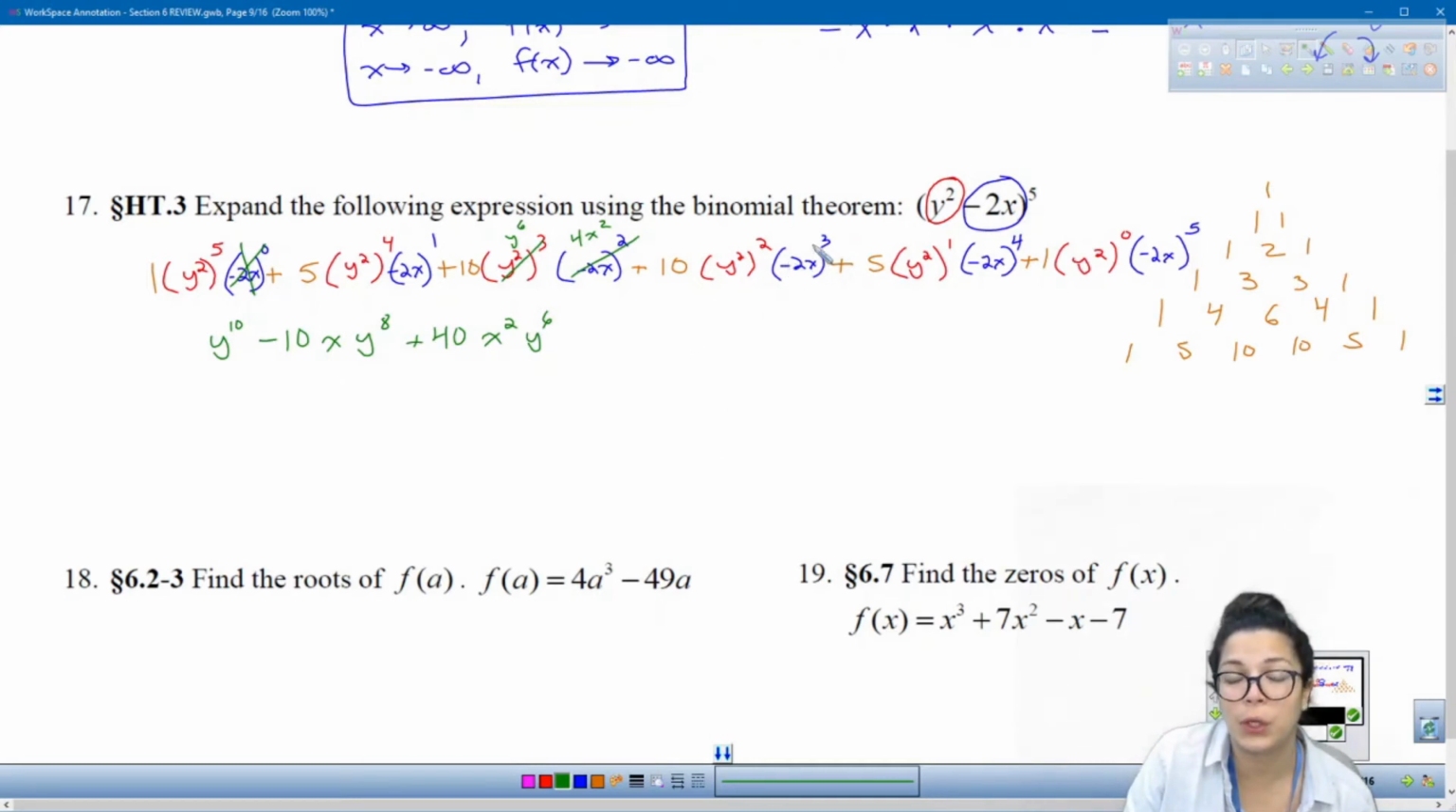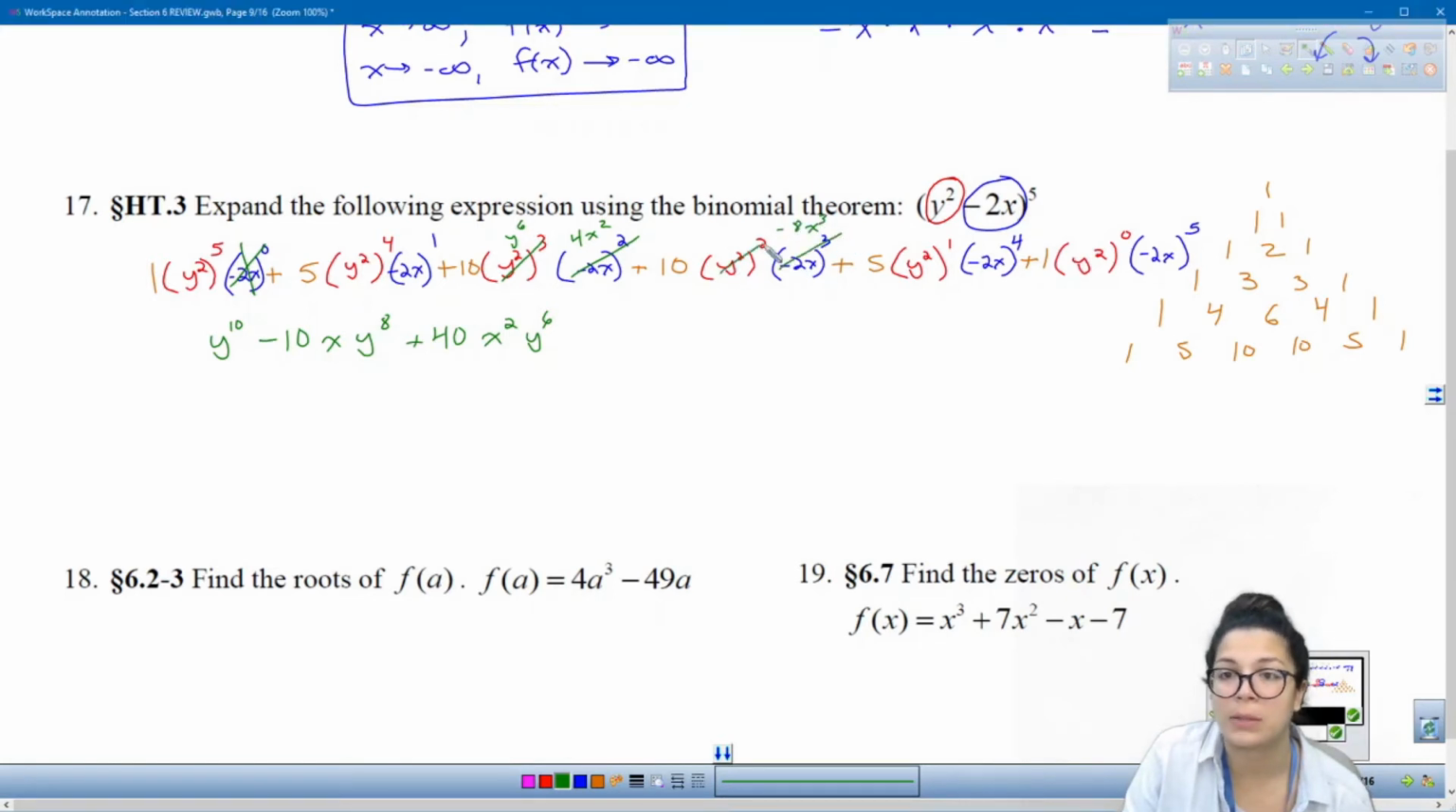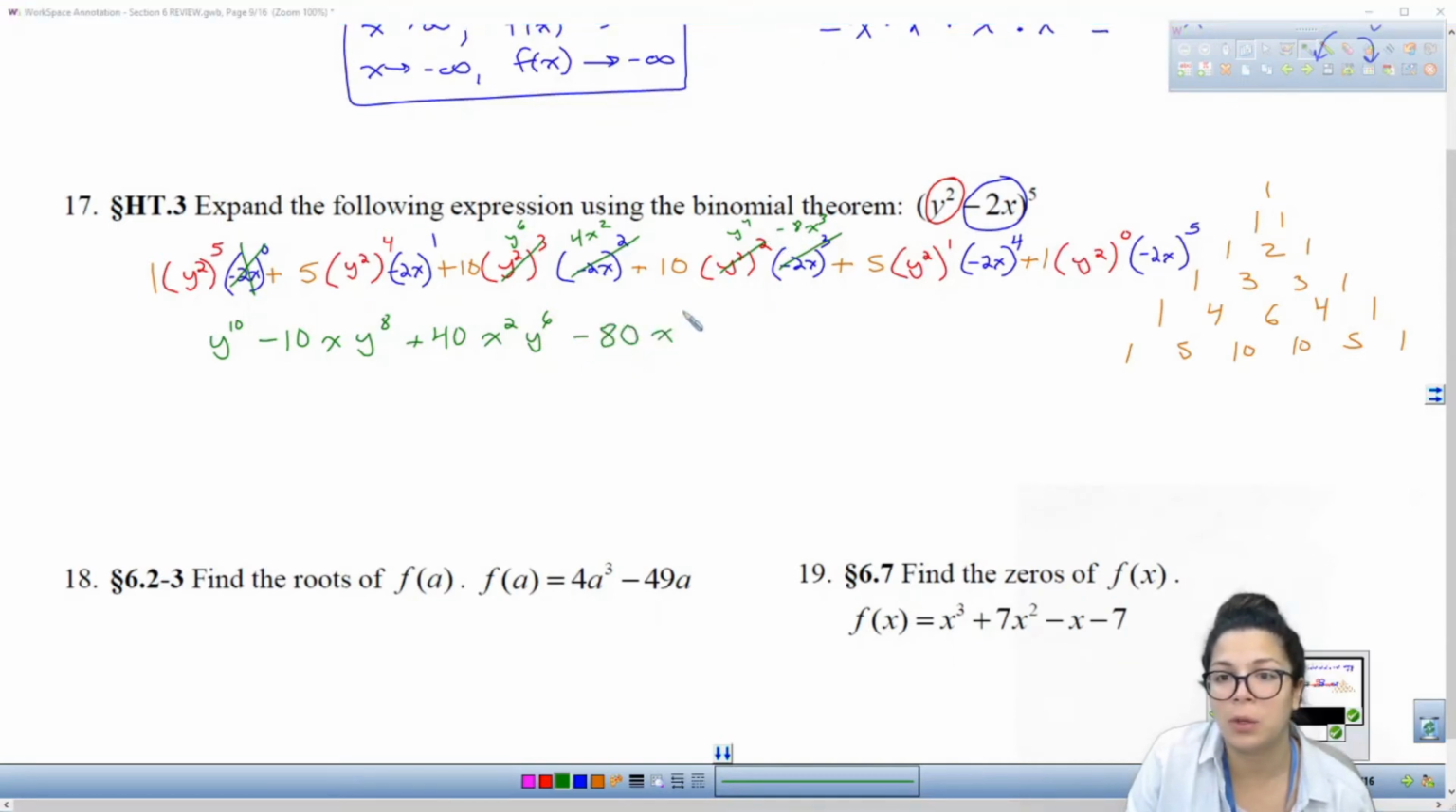Lastly, negative 2 cubed is negative 8. x cubed is, of course, x cubed. y squared squared is y to the power 4. Negative 8 times 10 is negative 80. And x cubed, y to the power 4.